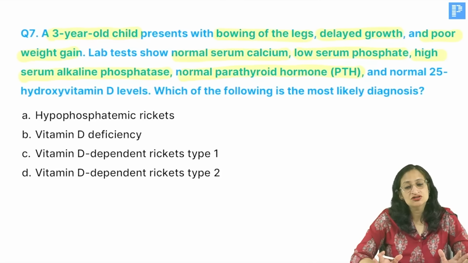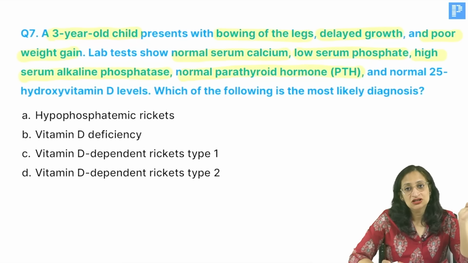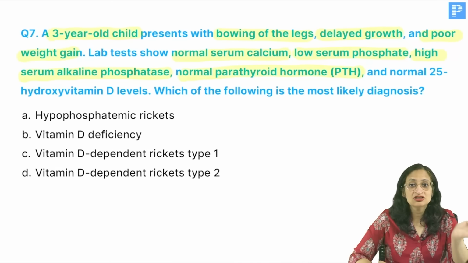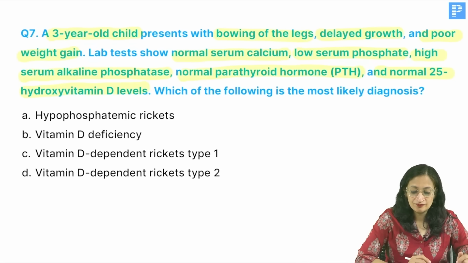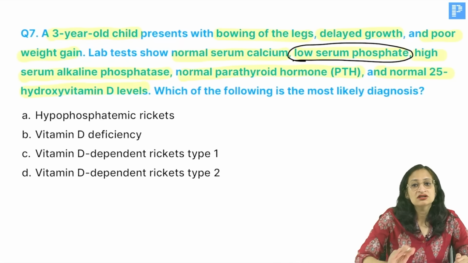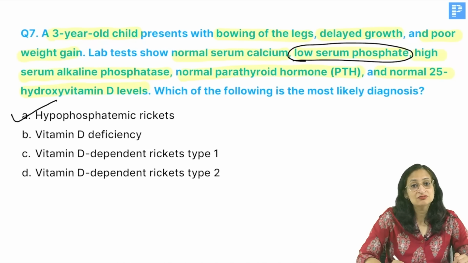In vitamin D deficiency rickets, what happens? The parathormone levels are high because if the vitamin D levels are low and there is hypocalcemia, the feedback inhibition of PTH will not be there. So PTH levels are elevated in vitamin D deficiency, but this does not appear to be the case. And there is normal 25 hydroxy vitamin D levels here. So our most likely diagnosis here would be what? So here you can mark that there is low serum phosphate and all the other features are like rickets. So you have hypophosphatemic rickets as the best answer here.